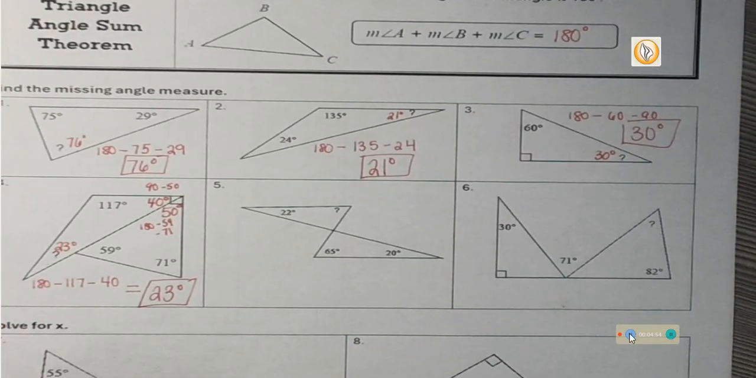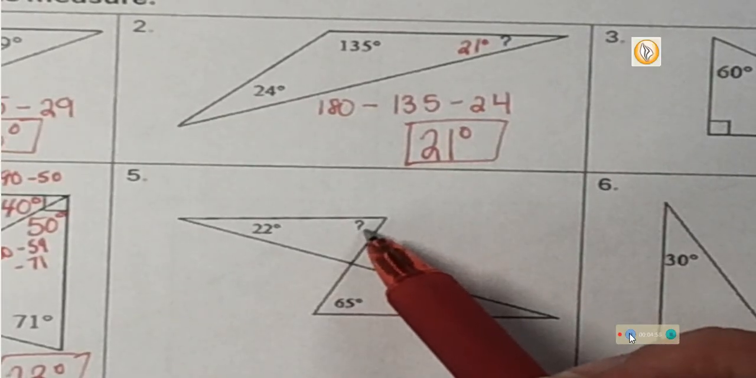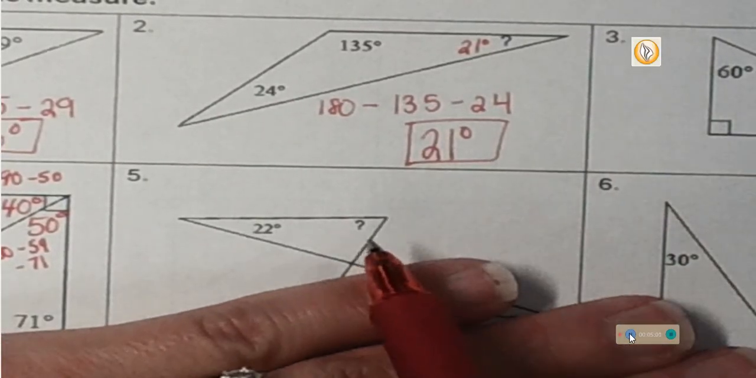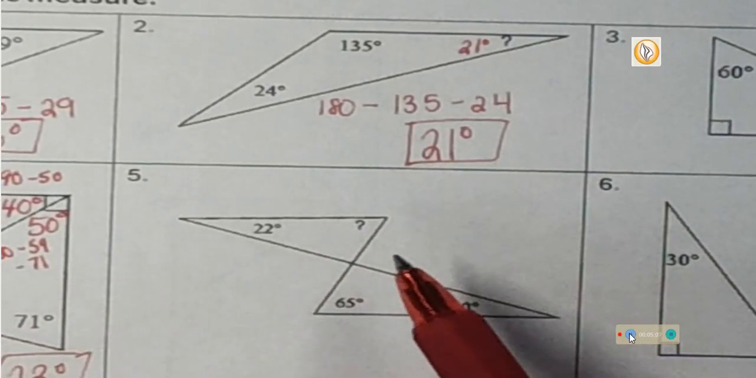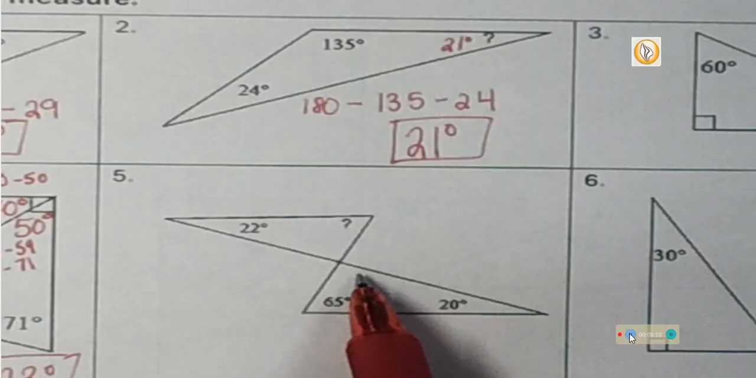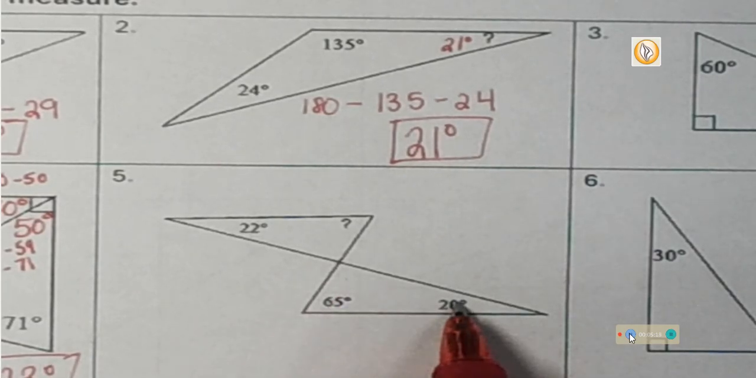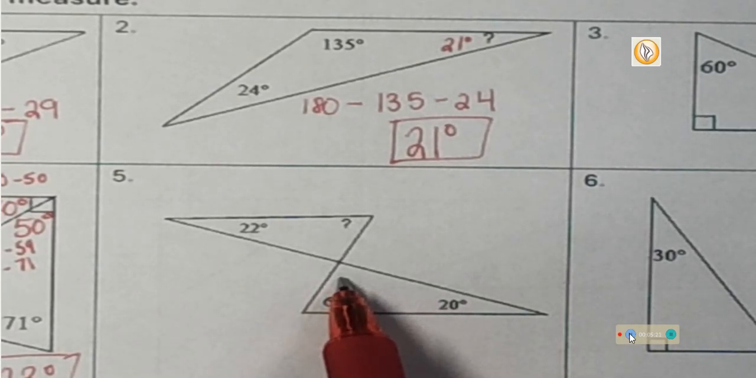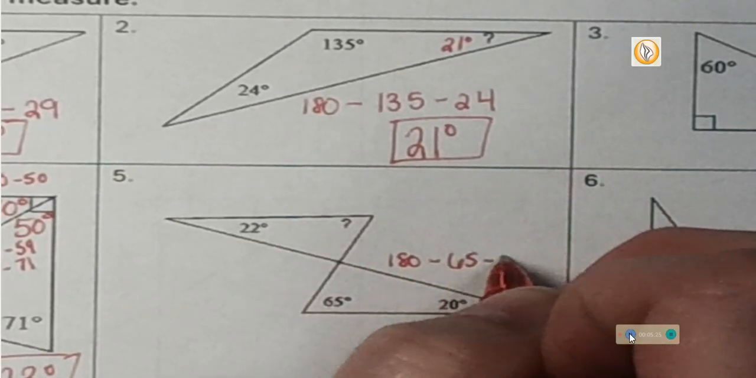All right, so I'm going to look at number 5. Let me zoom in a little closer. I want this angle. This angle is a part of a triangle with 22 and some other number I don't know. So I can't subtract yet. What do I know down here? This is part of a triangle, so these three angles. That angle I don't know, 65 and 20, what do they all add up to give me? 180. So how could I find this one? Subtract. All right, so I'm going to do 180 minus 65 minus 20.